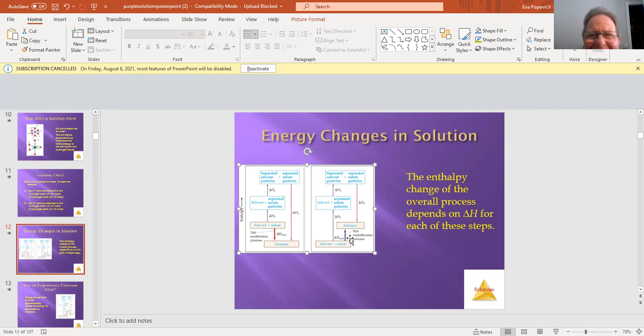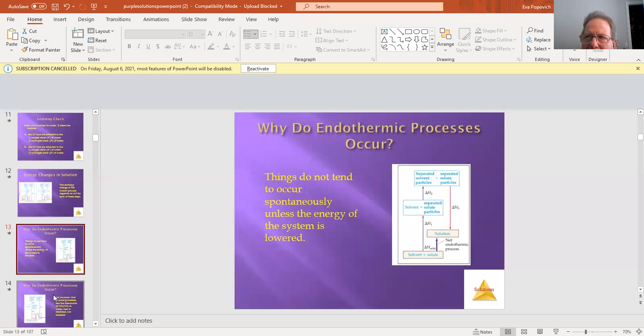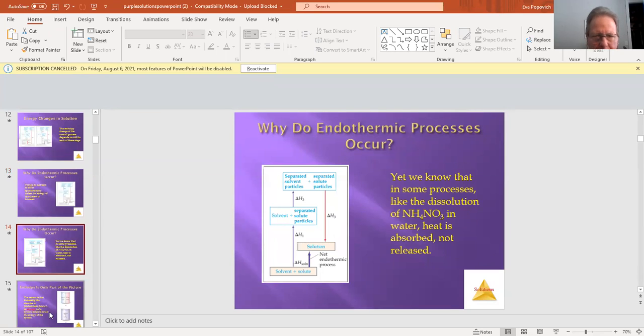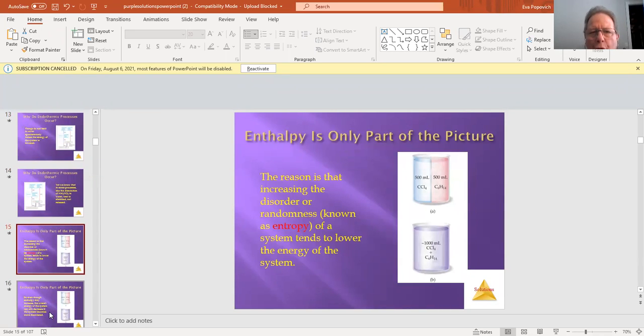But it doesn't make sense, does it? Manual. Does it make sense that something could be spontaneous when you have to put energy into it? No. Okay, it doesn't, you're right. It doesn't make sense that this happens. So there has to be something else out there in the world that's going to overcome this endothermic nature. And the reasoning for this is that there is something else that's involved.